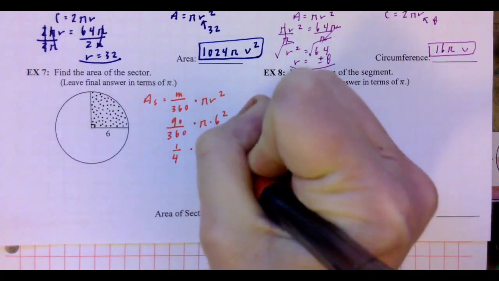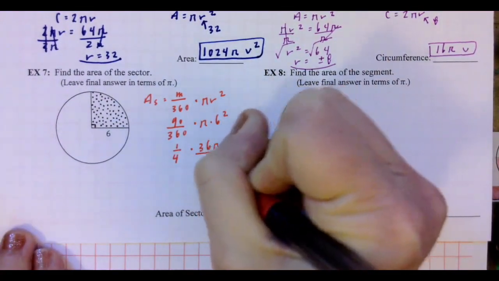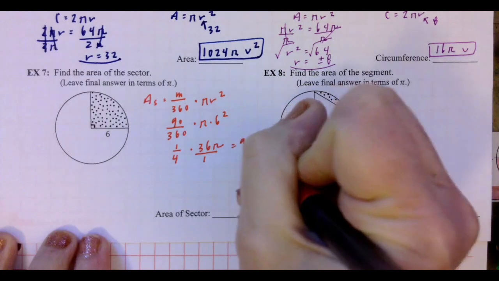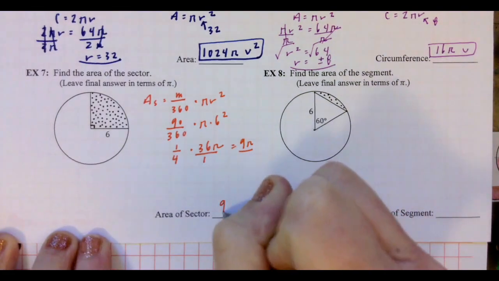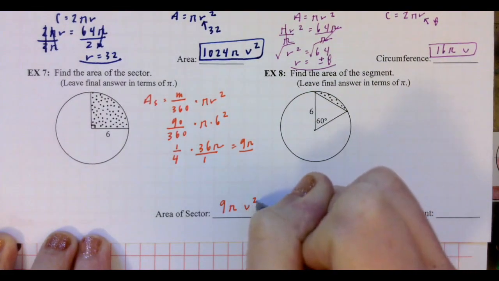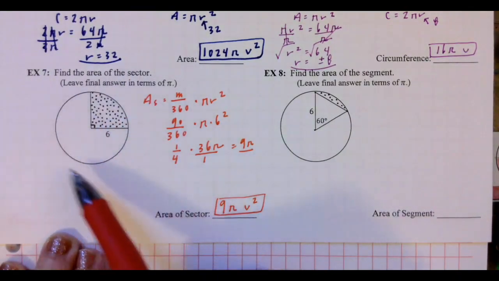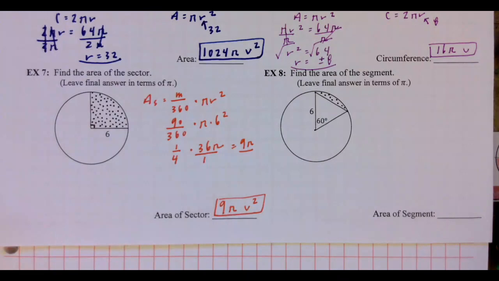So I need 1/4 of 36 pi. Again, picture that as a fraction. 36 over 4 gets us 9 pi. So my sector has an area of 9 pi square units, right? It's 1/4 of the total area, which would have been 36 pi.